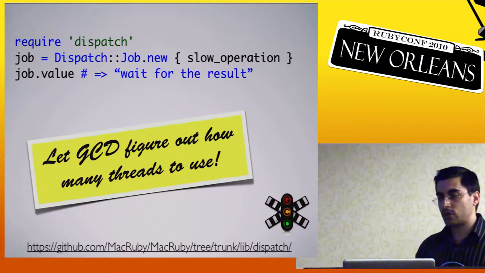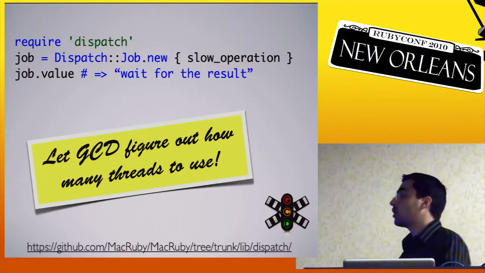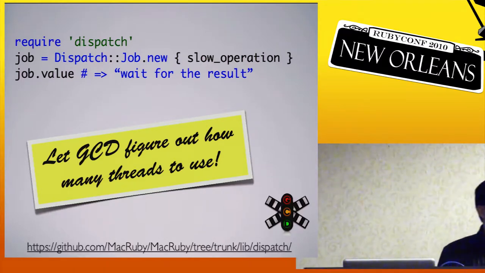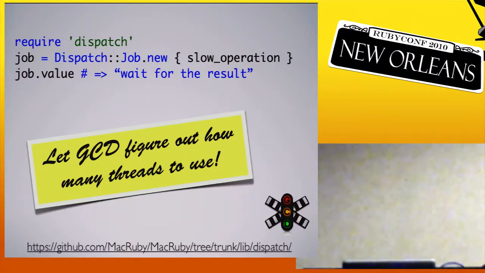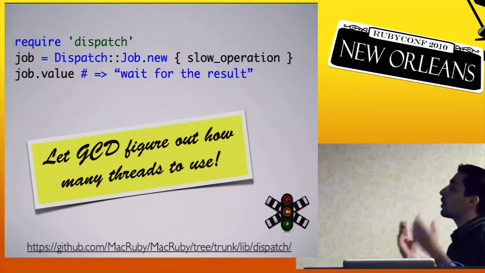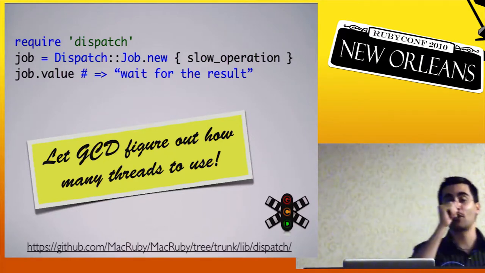This is the small wrapper we have around libdispatch, and you can require dispatch, and you can create what we call a job. And the job is not like a thread. You need to see it as a job. I'm sorry, it's hard to explain, but just pretend you understand what I'm saying and we'll be good. So you create a job, and you don't really know what it is, but it's a job.